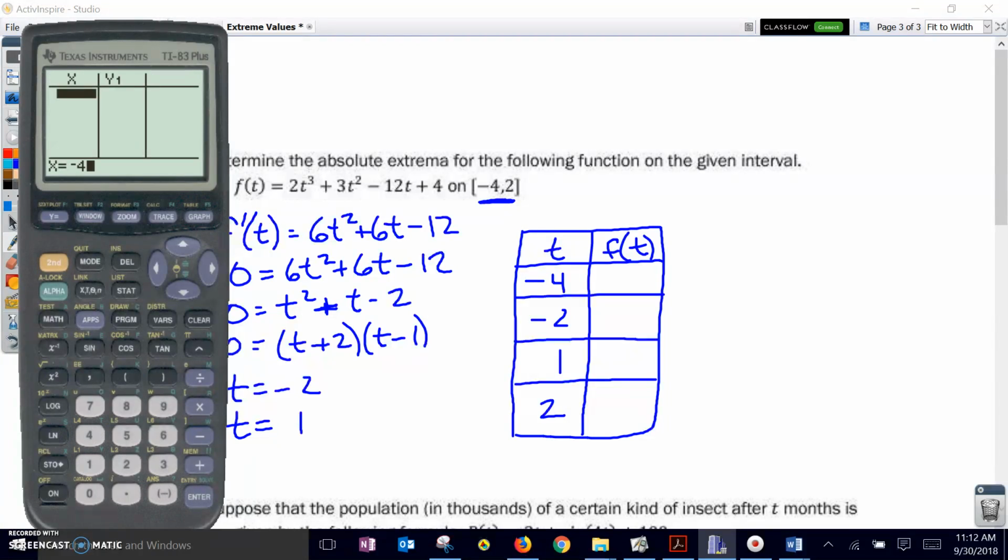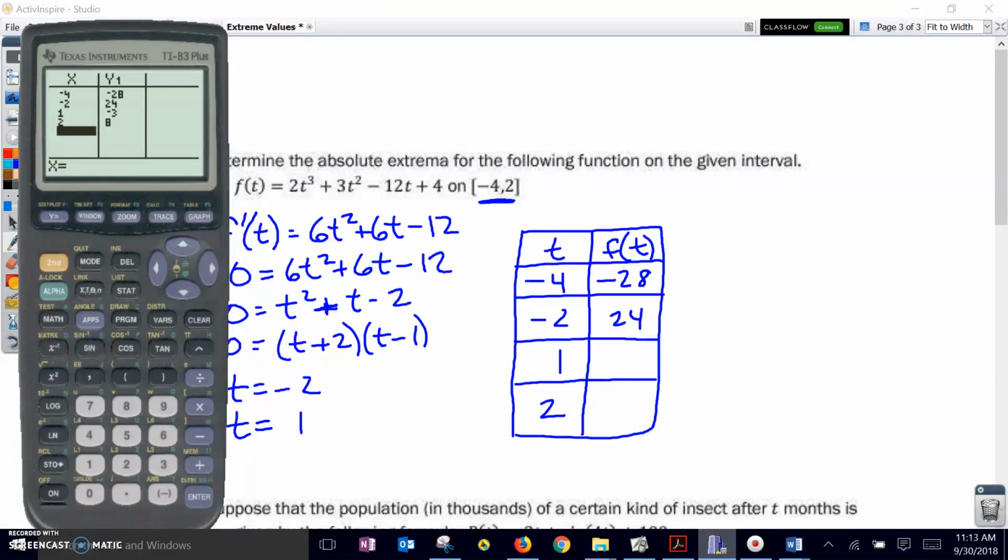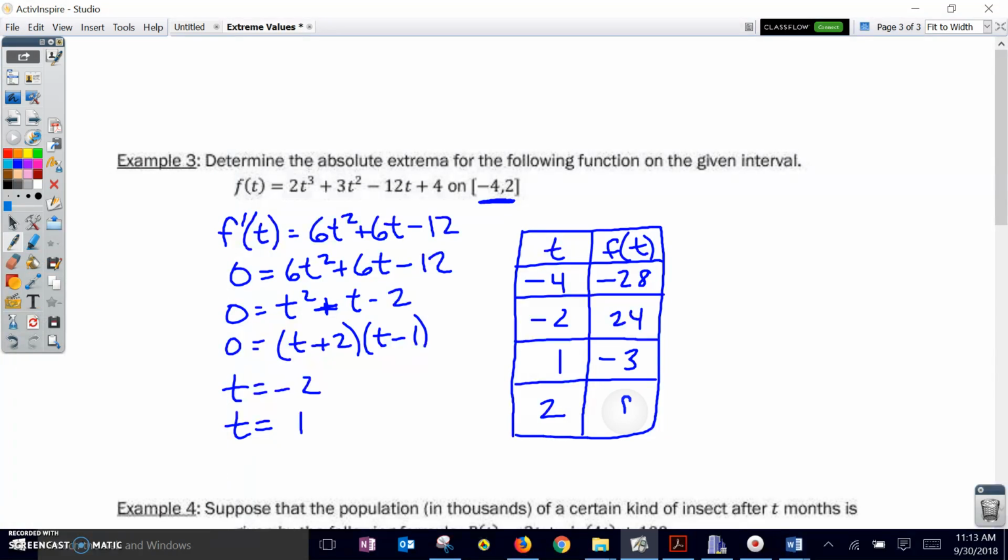So negative 4. And of course we're putting these back into the original function because we want to find the extreme values of the original function. Negative 28, positive 24, negative 3, and 8. Okay, and so the absolute maximum is 24, and the absolute minimum of this function is negative 28.